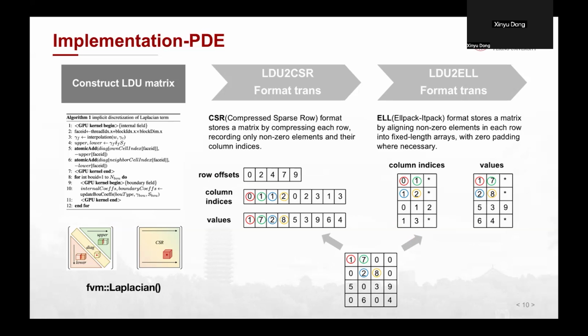The format of the matrix needs to be converted from LDU to CSR or LDU to ELL, because the LDU format is not suitable in the linear solving procedure, such as SPMV, sparse matrix-vector multiplication, one of the most important operations. And the CSR and ELL formats significantly improve performance over the LDU format in the linear solving procedure, especially for the SPMV operation.